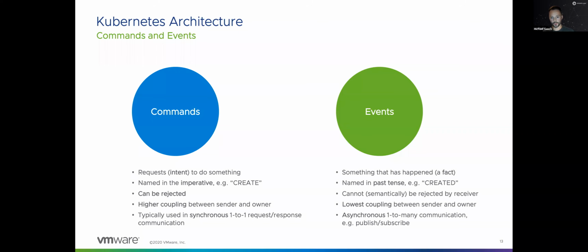On the other hand, we have events, and events are facts, things that have happened. That's why they are also named in the past tense, like created, updated, deleted. That's how you can usually spot these events in a system. And so they cannot semantically be rejected by a receiver. What I mean by that is, yes, you can just ignore these events, but strictly speaking, they have happened.